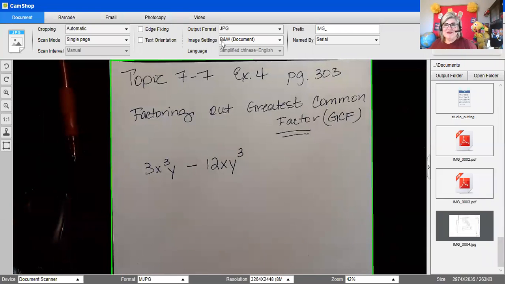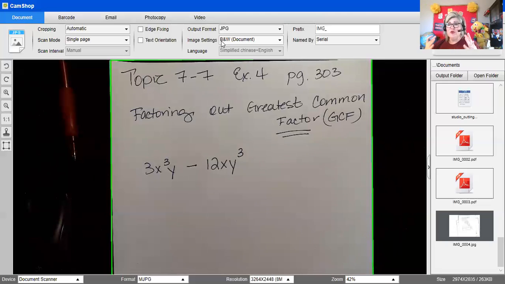Hello. So here is our last example from topic 7.7. And in this example, we're going to practice these special cases, but with one additional step. This additional step is called factoring out the greatest common factor. And what that's going to allow us to do is to simplify the current problem into one of these special cases. But the first step is factoring out the greatest common factor.